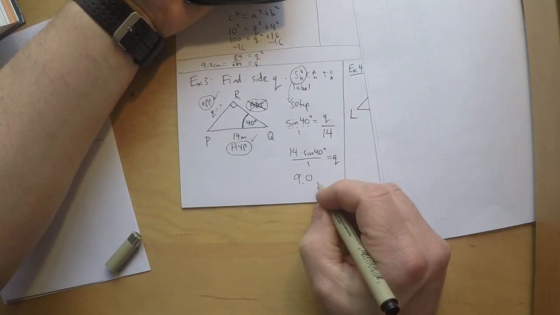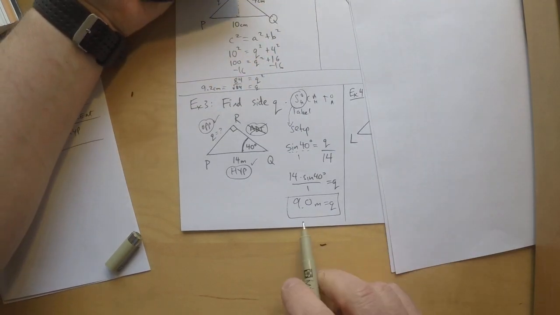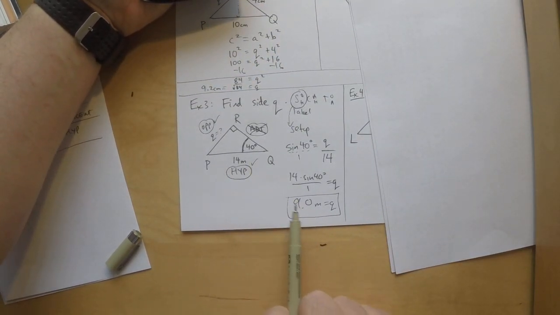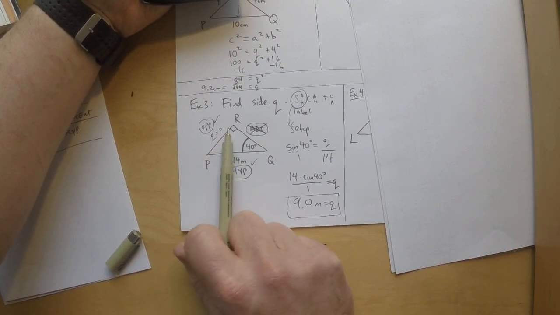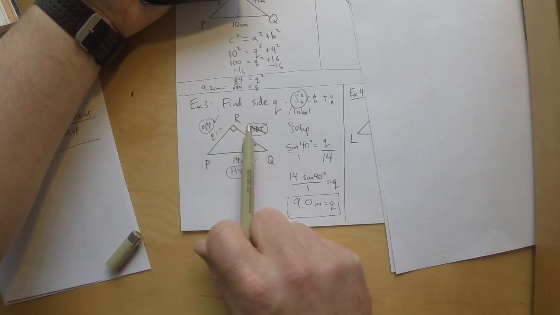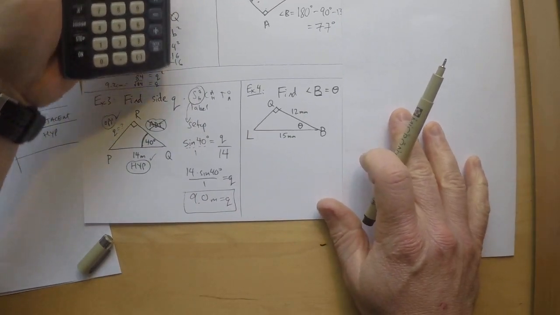9.0, and the units, meters. And I would just double check, does that make sense? If this is 14, which is the hypotenuse, this side should definitely be smaller, and it's drawn not exactly to scale, but that looks like it could be 9. It makes sense to me. Okay, next example.